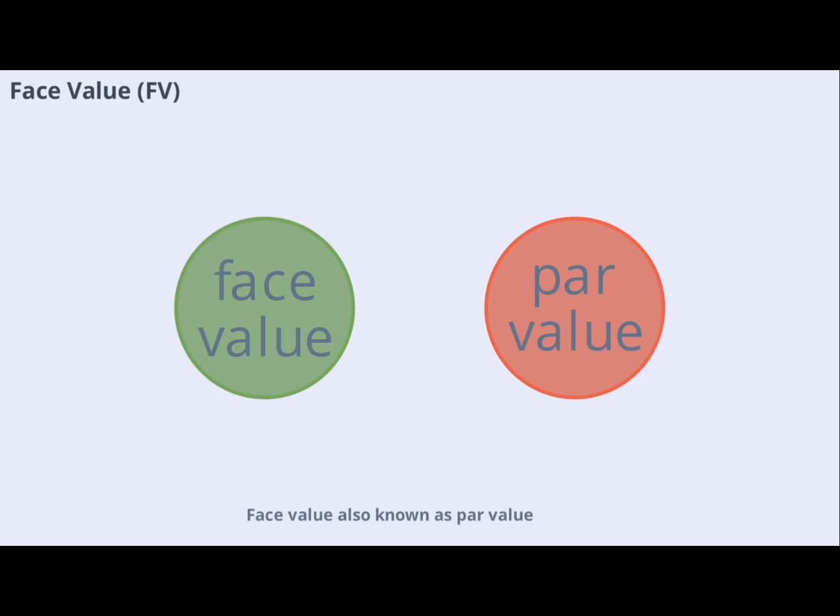Face value, also known as par value, is the original worth of a share as set by the company when it is first issued. Unlike the market price, face value does not change with market fluctuations. It's mainly used for accounting and legal purposes and is important when calculating dividends or stock splits.